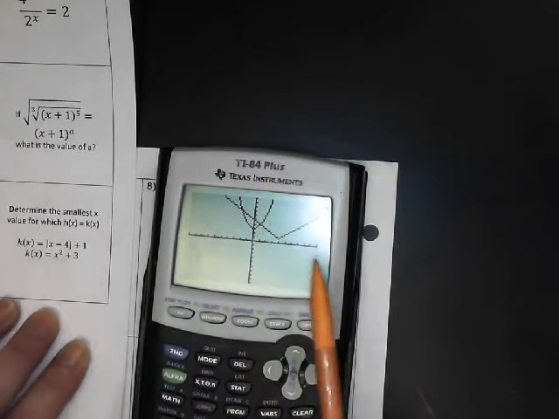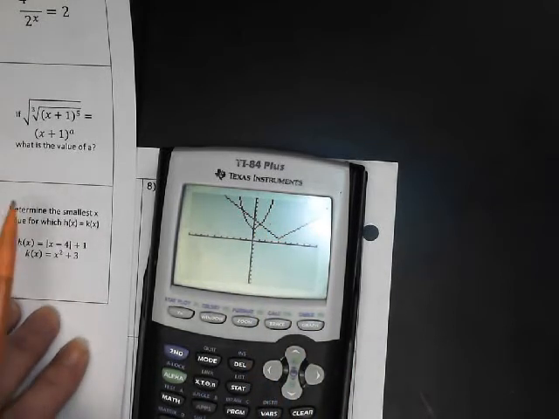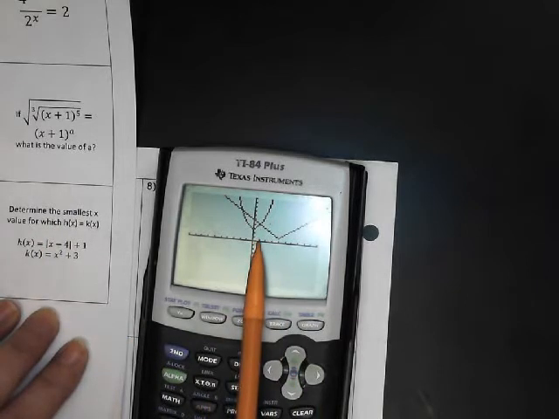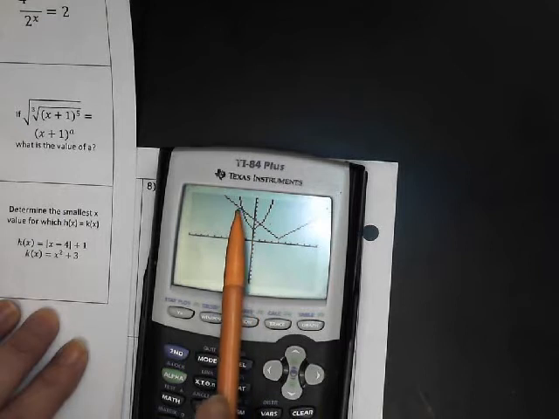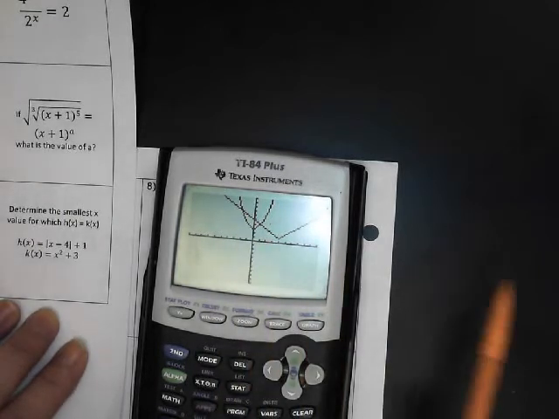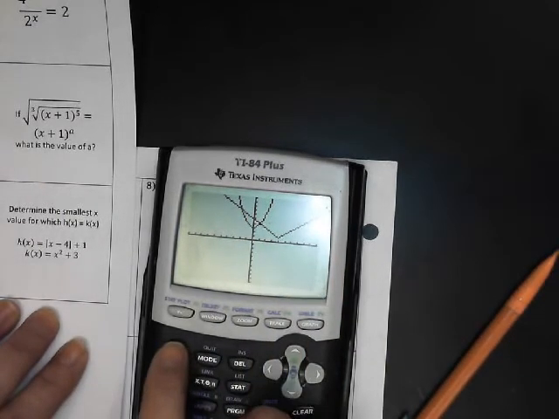We do get both intersections, so we don't need to change our window. They want the smallest x value for when this happens. So that's a positive x value solution. Positive 1 it looks like. We want the negative x value. It looks like it's about negative 2, but I'm going to let my calculator do the work.